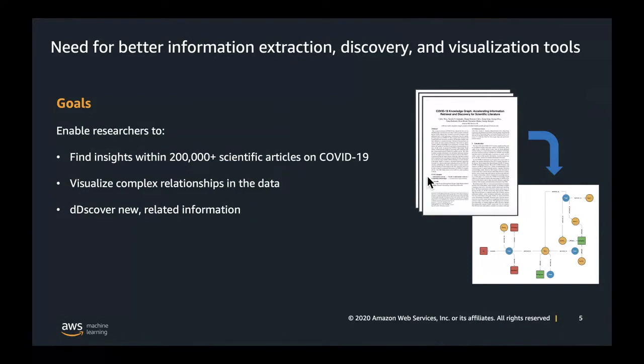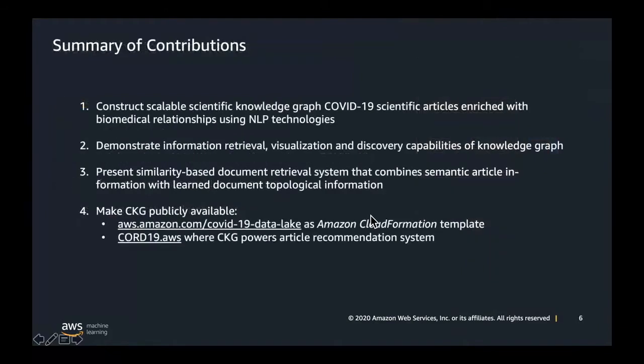So the goal of the COVID-19 knowledge graph is essentially to enable researchers to find actual insights from over 200,000 scientific articles on COVID-19. Additionally, you want to help researchers visualize complex relationships that exist in the data, and discover new related information. So implicitly what we're doing is taking hundreds of thousands of scientific articles in unstructured full text form and curating a knowledge graph from that information as you see on the right. So essentially following this process.